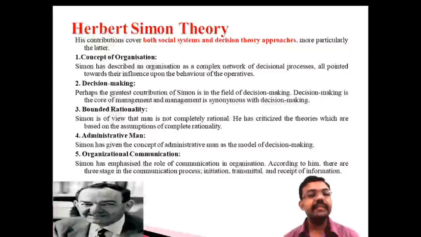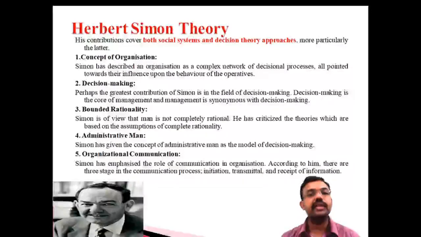Okay, and the second one is decision making. Decision making is another important part. Decision making is the core of management, and management is synonymous with decision making. So management must focus on decision making. Simon focused on decision making, the right decision at the right time. Organizations always try to make the right decision for the betterment of the organization. So your organization will definitely reach a higher stage when we promote a good system of decision making. Take the right decision at the right time. The second important element of the Herbert Simon theory is good decision making.